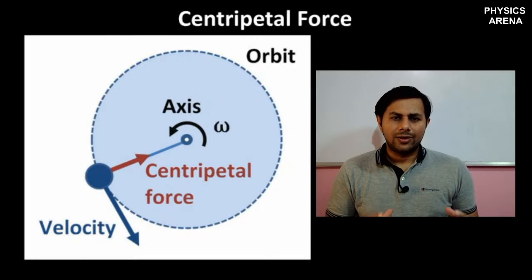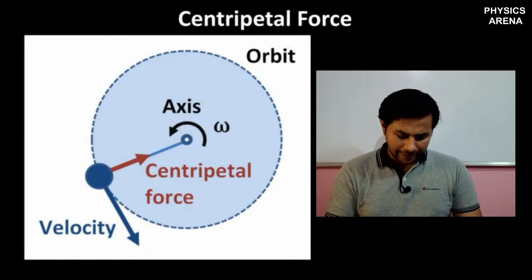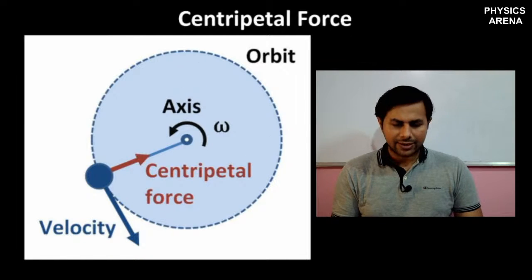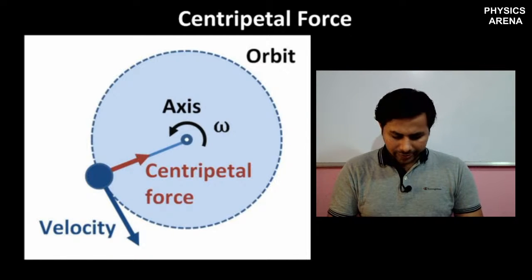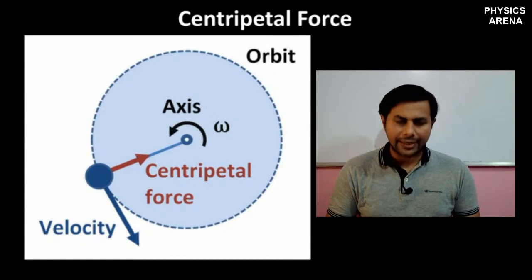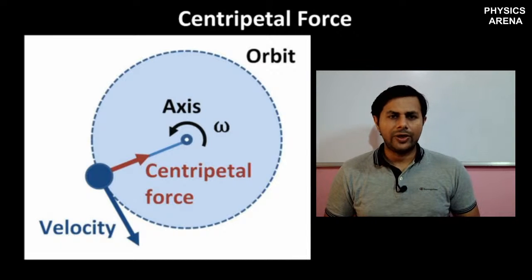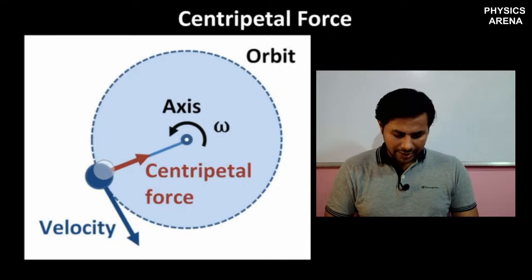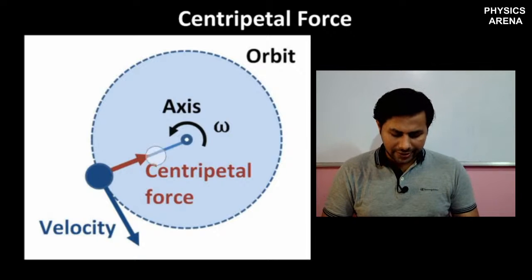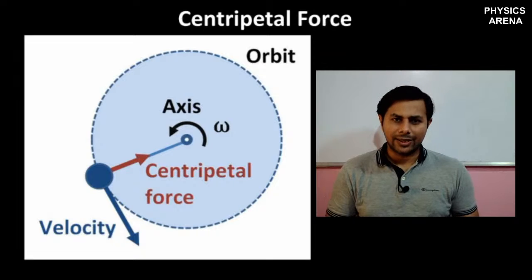Now let's come back to the dynamics of circular motion. In the last chapter we studied that circular motion is an accelerated motion. Suppose, for example, there is a ball or a stone tied to a string and whirled in this circle. There is always an acceleration acting on the stone, directed along the radius and towards the center. This acceleration is known as the centripetal acceleration.